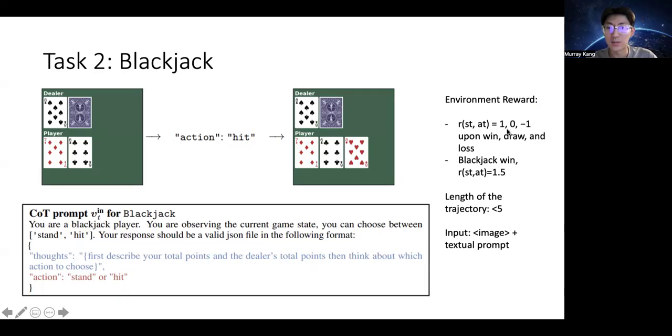And the environment reward is 1, 0, -1 upon win, draw, and loss. And if we do BlackJack win, the reward is much higher, which is 1.5. And the length of this trajectory is below 5.